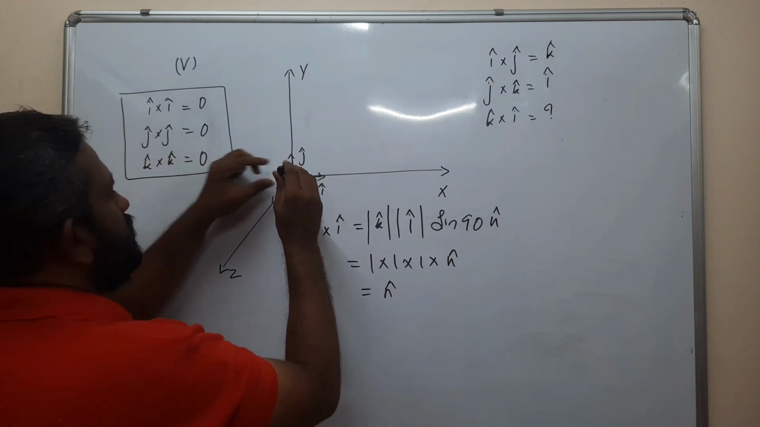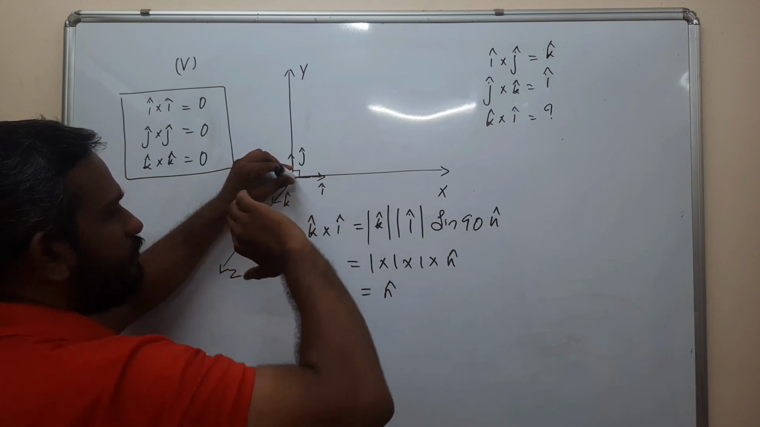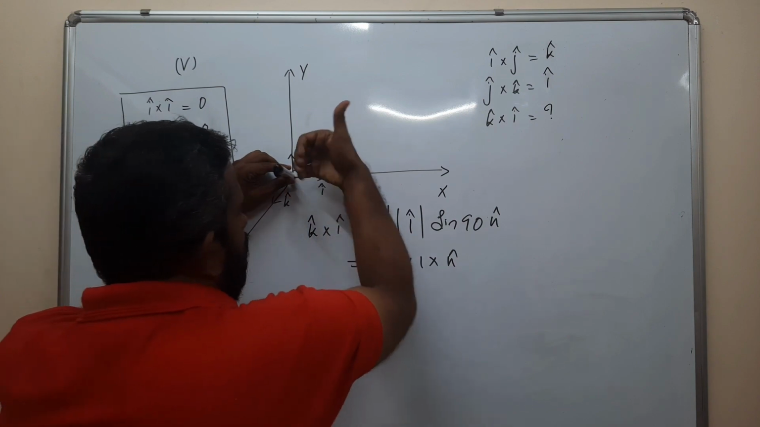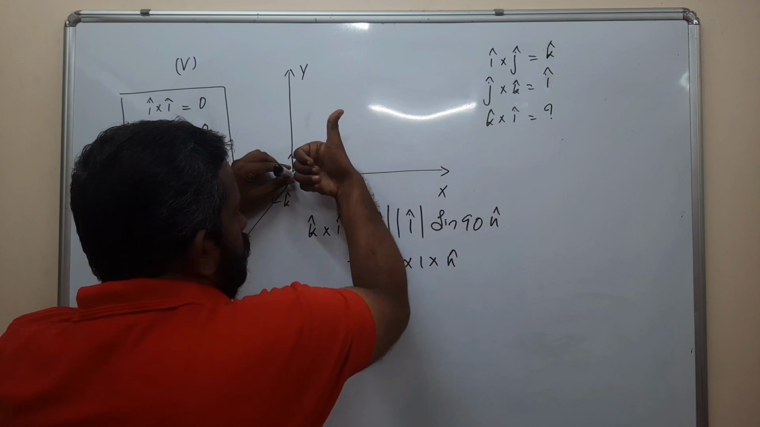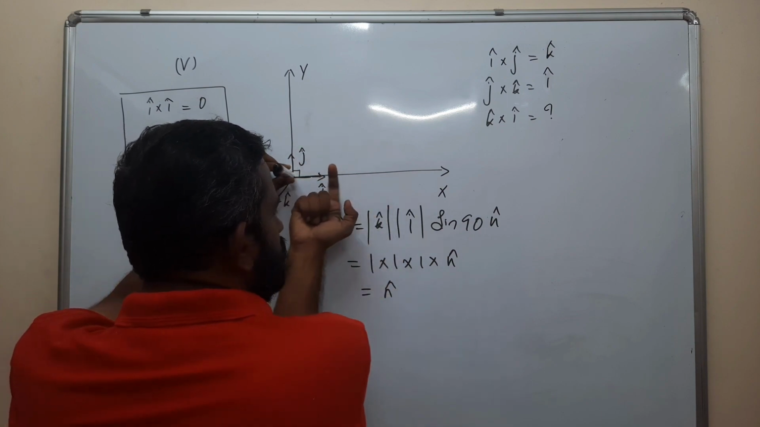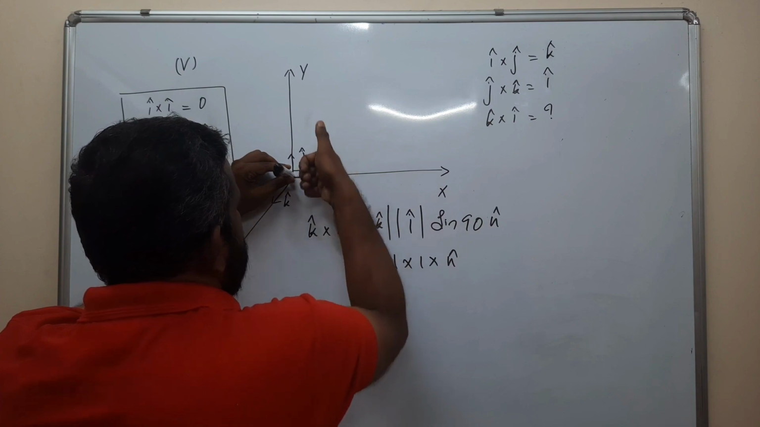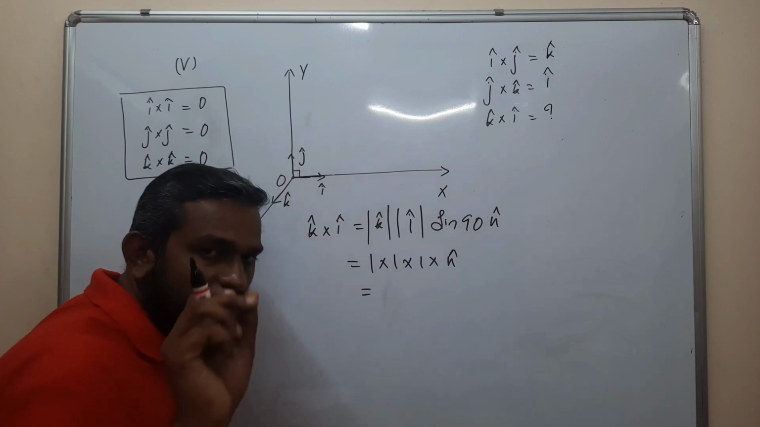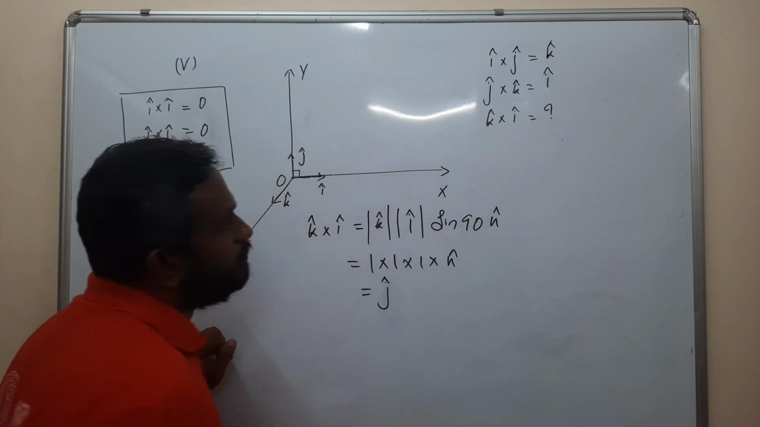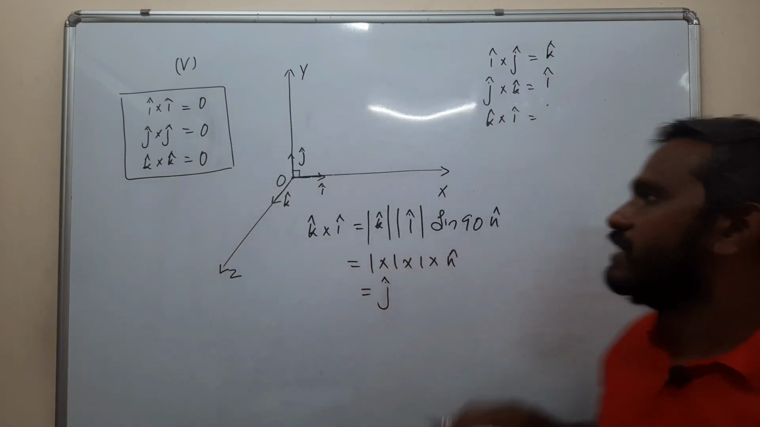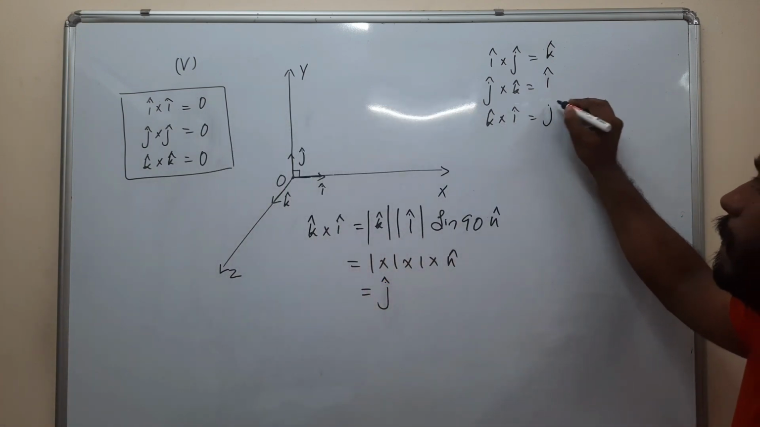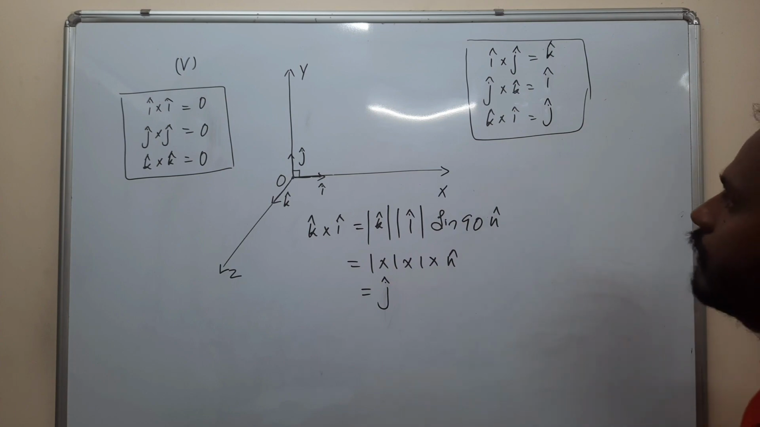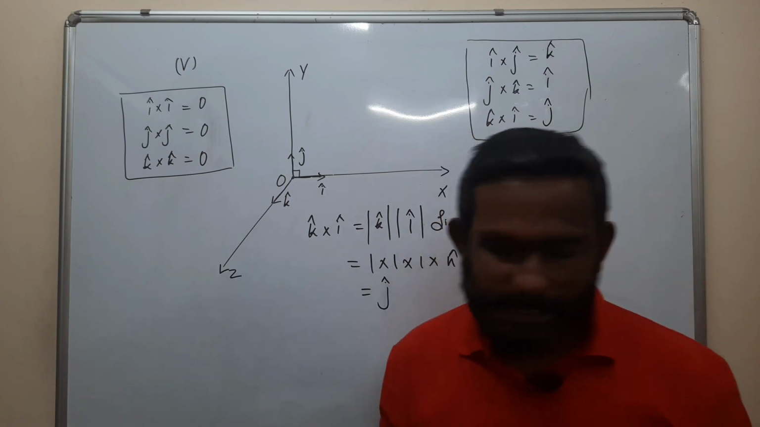K vector is like this, and I vector is like this. To go from K vector to I vector, you have to rotate from this vector to this vector. What is the direction of the thumb? Thumb is along the y axis. What is the unit vector along the y axis? That is j cap. So K vector cross I vector is equal to j cap.